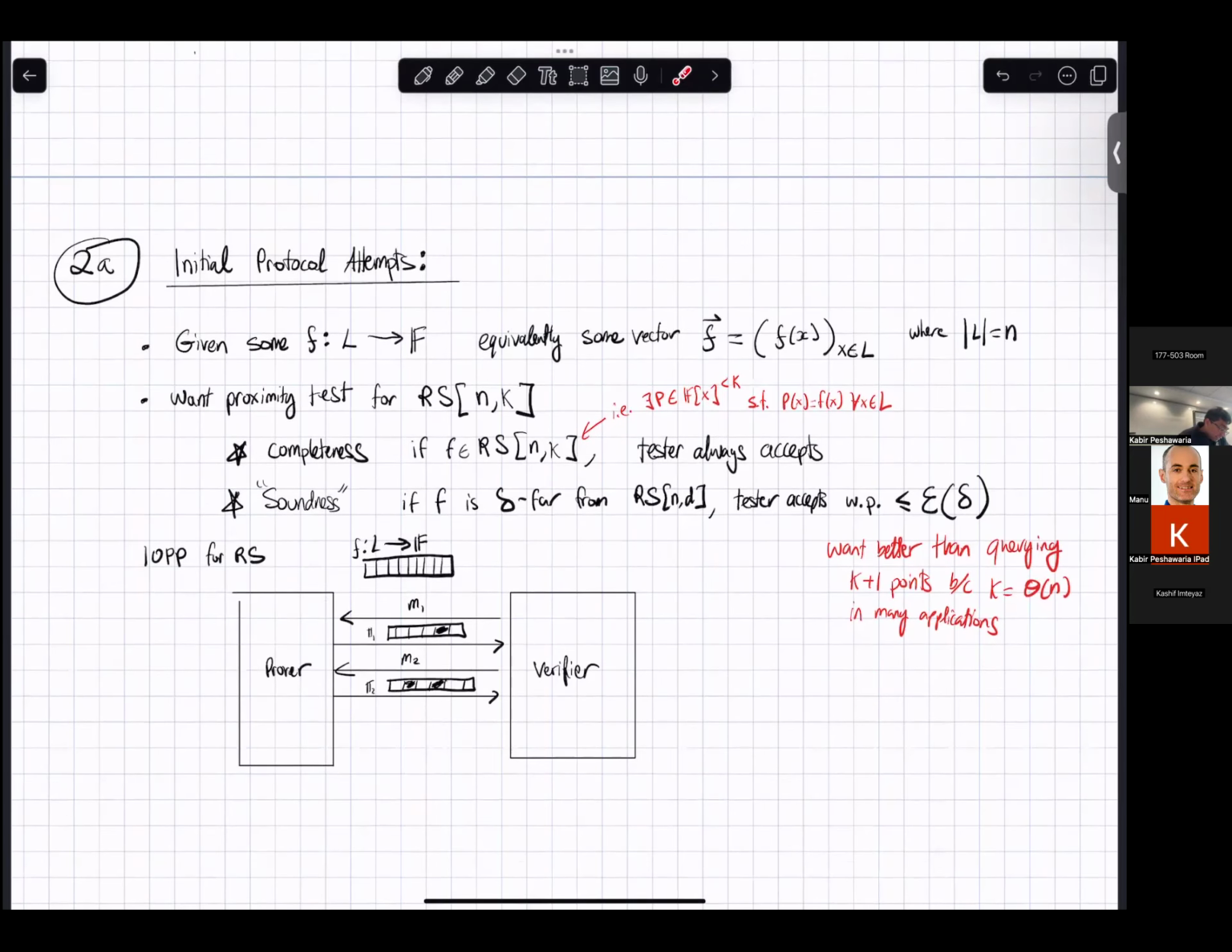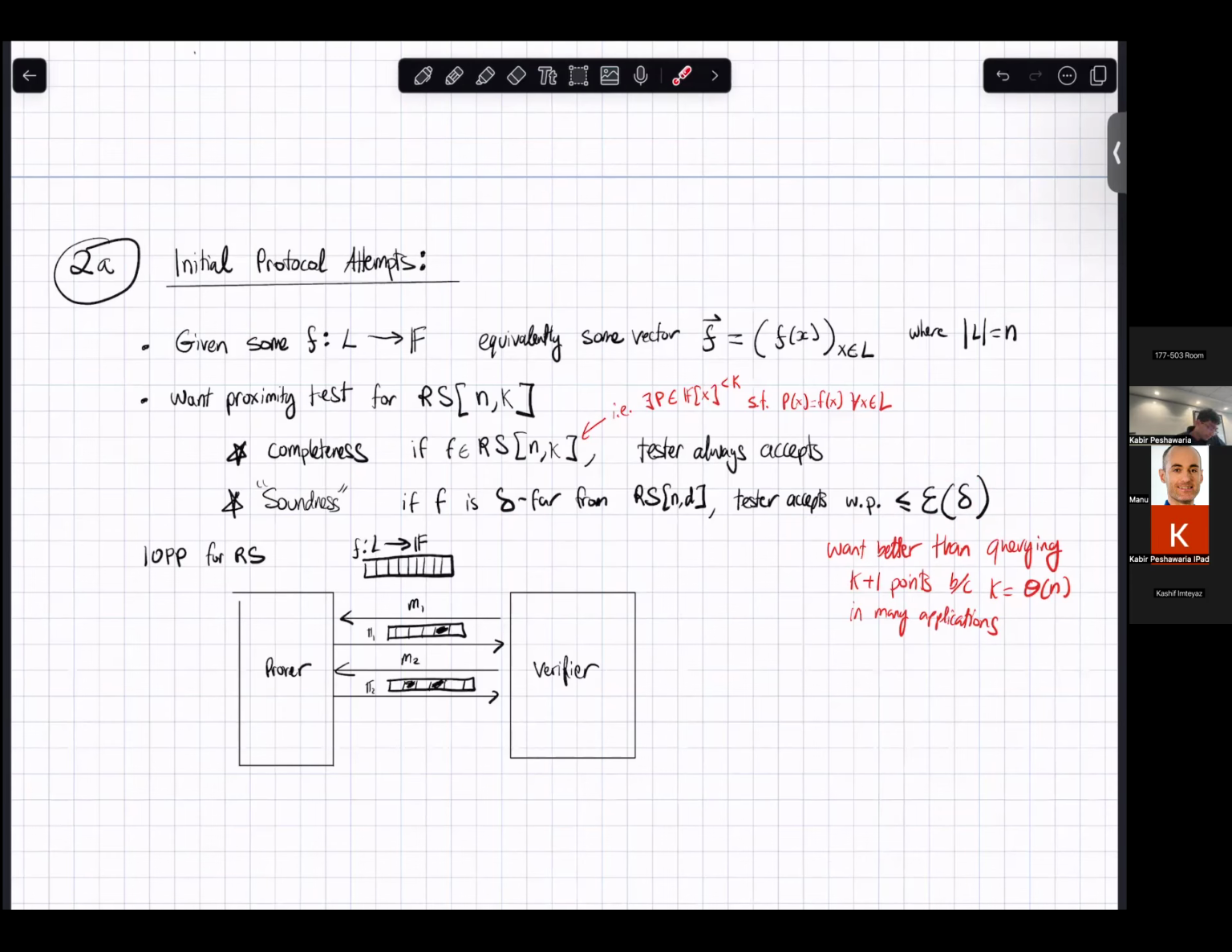Okay, so we want a proximity test for this function to the Reed-Solomon code. And we want this proximity test to be complete. So if this function really is a code word, the tester should always accept. And it should be sound: if this function is delta far from the code, then the tester accepts with low probability, some epsilon that depends on this delta. You can think of delta here as being a fraction between 0 and 1.